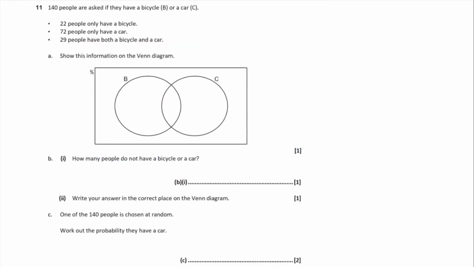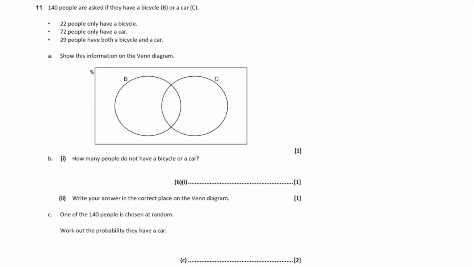Question 11. 140 people asked if they have a bicycle, B, or a car, C. 22 people only have a bicycle. 72 people only have a car. 29 people have both a bicycle and a car. Show this information on a Venn diagram.